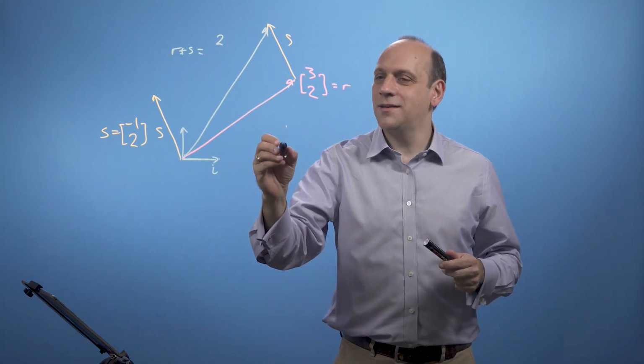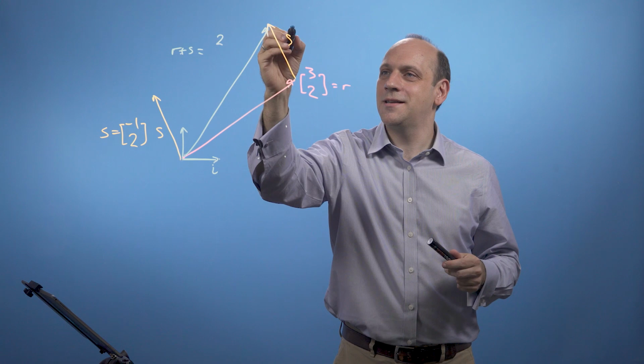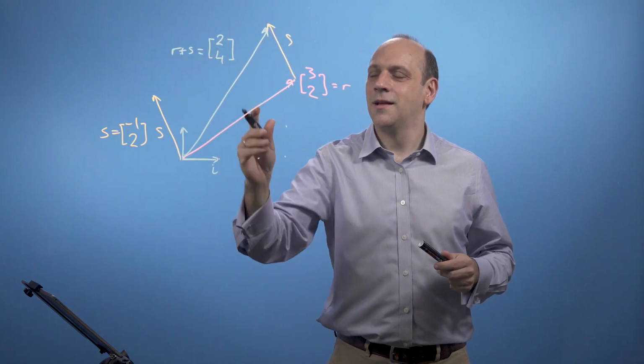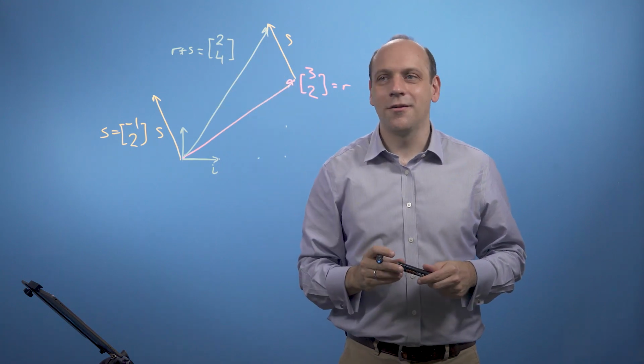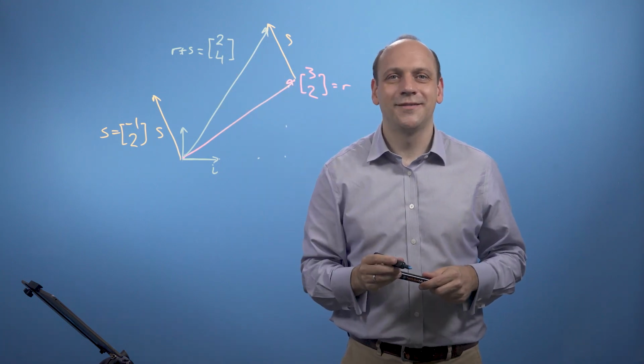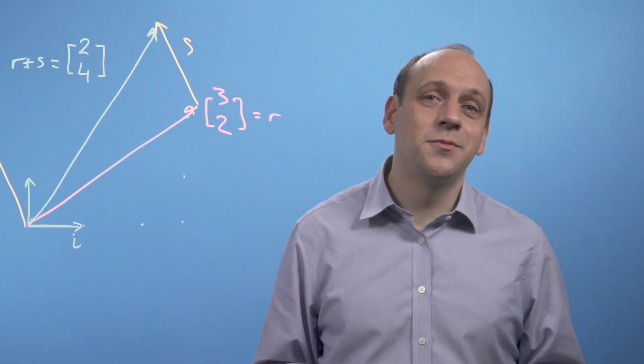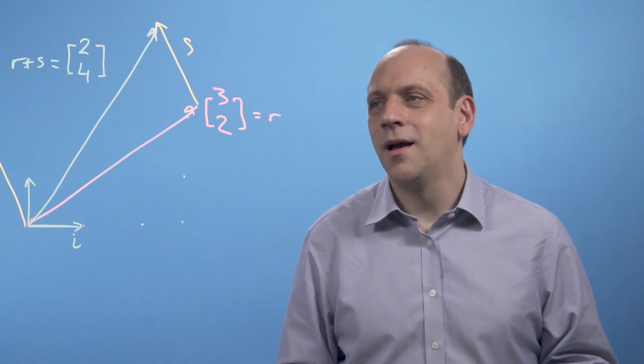And in the j's, r takes us up 2 and s takes us up another 2. So that's a total of 4 j's. So we can just add up the components when we're doing vector addition. So we can see that because we're doing this component by component, then vector addition must be what's called associative.